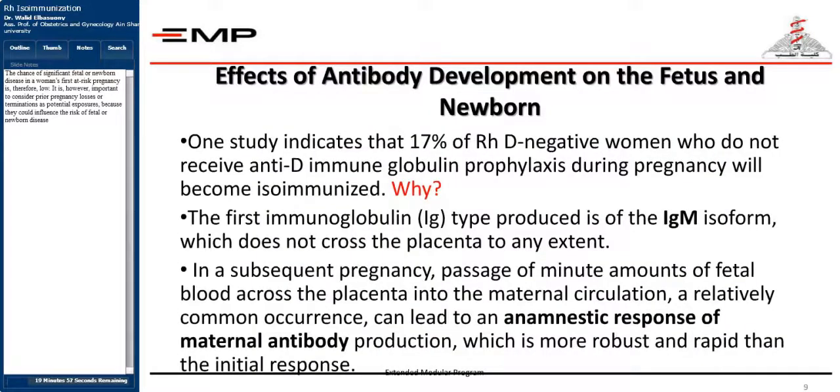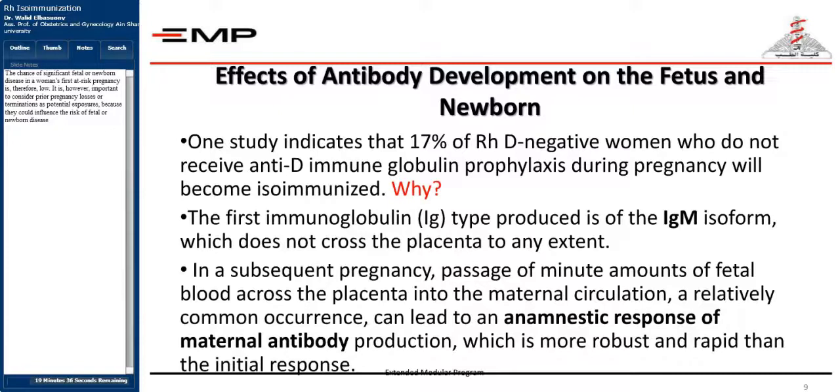So what's the effect of antibody development on the fetus and the newborn? One study indicates that 17% of RH negative women, RHD negative women, who do not receive an anti-D immune globulin prophylaxis during pregnancy will become isoimmunized. Let's think about this. Why only 17%? Think about it and let's negotiate it in the face-to-face presentation.